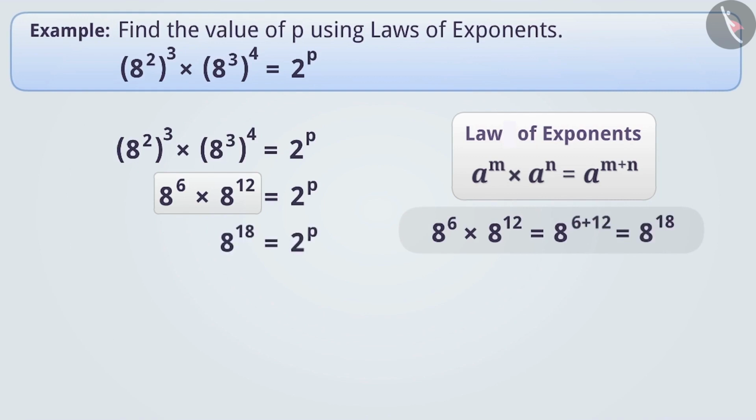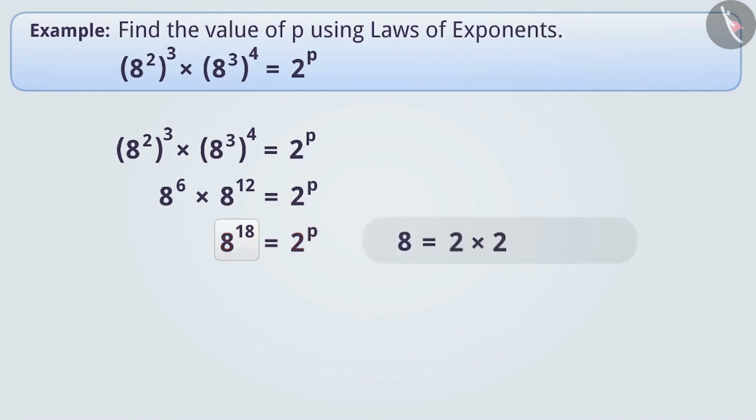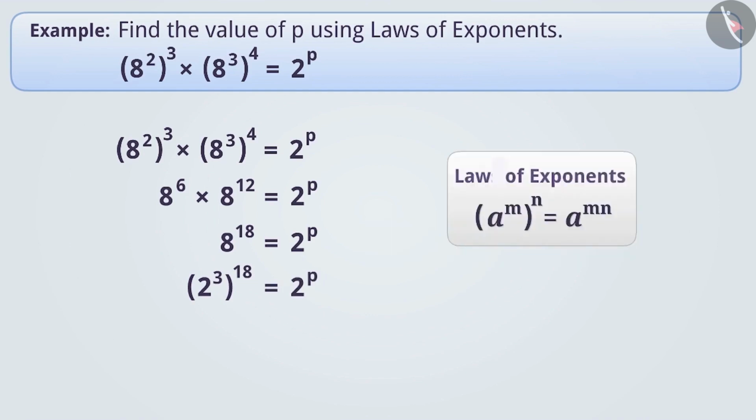Now, we see that the base is 8 on the left side and 2 on the right side. To make the bases equal on both sides, we will express 8 as 2 into 2 into 2, which is equal to 2 to the power of 3. In this way, we can express 2 cubed to the power of 18 as 8 to the power of 18. Here again, we will use the law a to the power of m to the power of n is equal to a to the power of mn. Using this, we will get 2 to the power of 3 to the power of 18 is equal to 2 to the power of 3 into 18, which is equal to 2 to the power of 54.